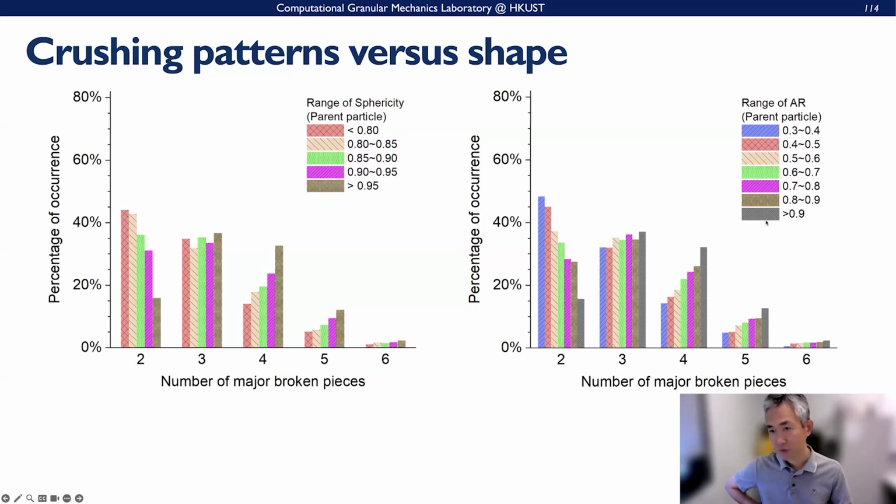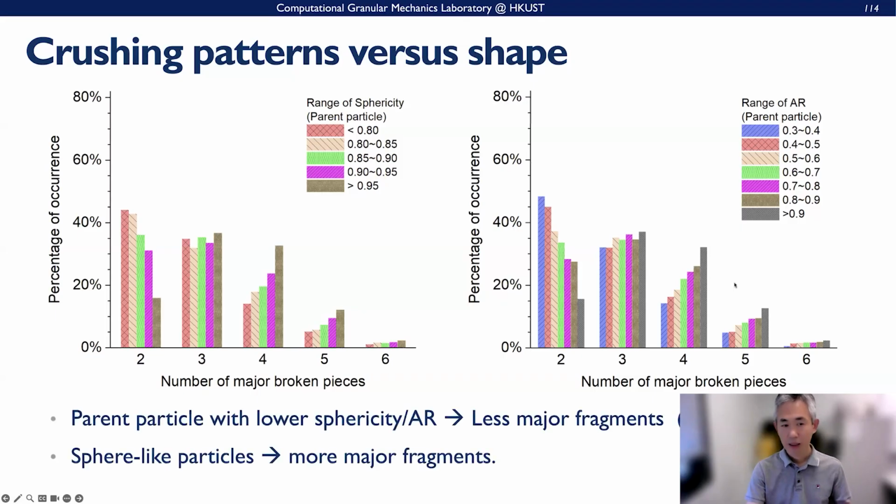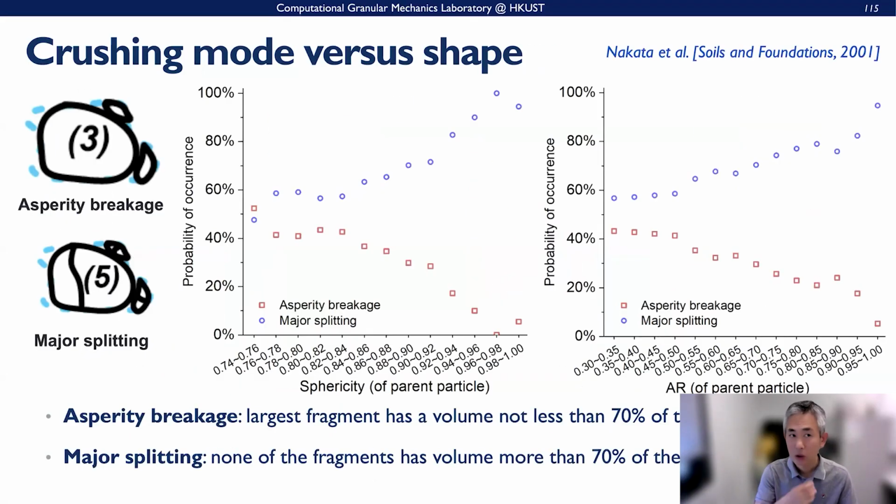These are shown for the aspect ratio here. And then we find that a parent particle with a lower sphericity or aspect ratio will experience fewer major fragments. For example, fragment pieces will be fewer than 2 or 3 here, and spherical-like particles will have more major fragments here.